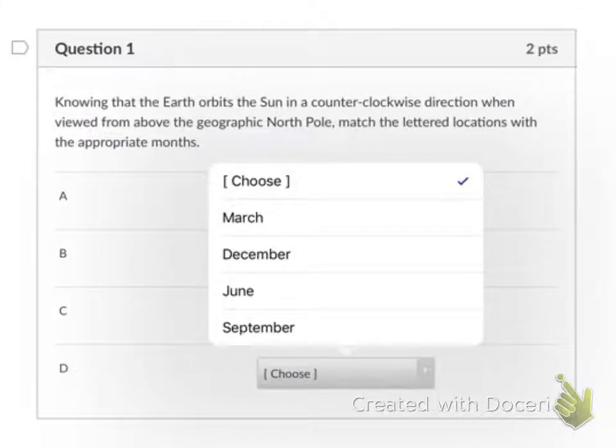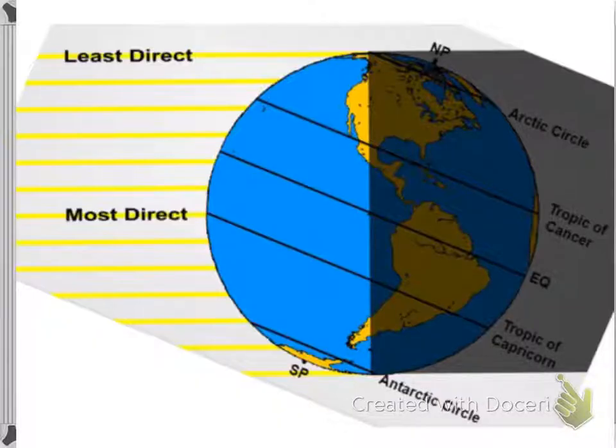locations. And then what you have to do is match the locations, A, B, C, D, with the proper month. What month would go with the position of the Earth as it orbits the Sun, knowing that, of course, it's going counterclockwise when viewed from above. Okay, then once you've gotten through that part of the skills test, continue on down so you see this diagram.